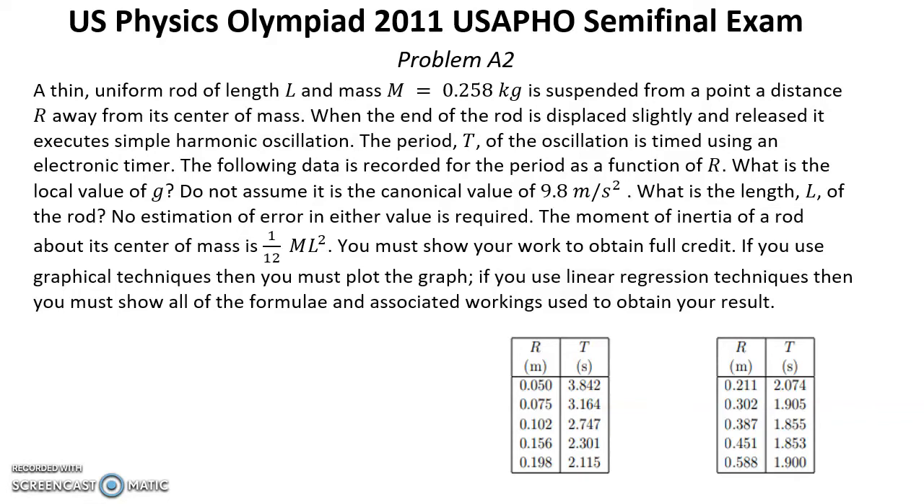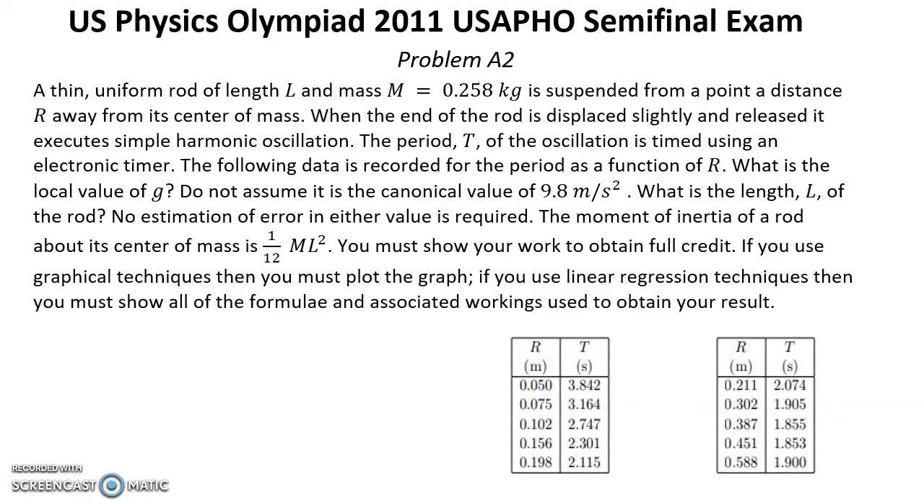What is the local value of g? Do not assume it is the canonical value of 9.8 meters per second squared. What is the length L of the rod? No estimation of error in either value is required. The moment of inertia of a rod about its center of mass is 1/12 mL squared. You must show your work to obtain full credit.